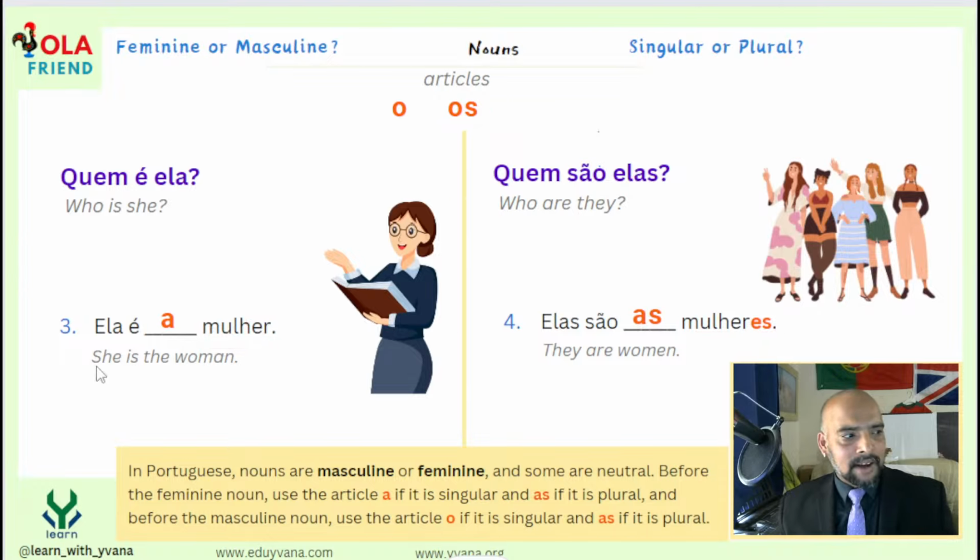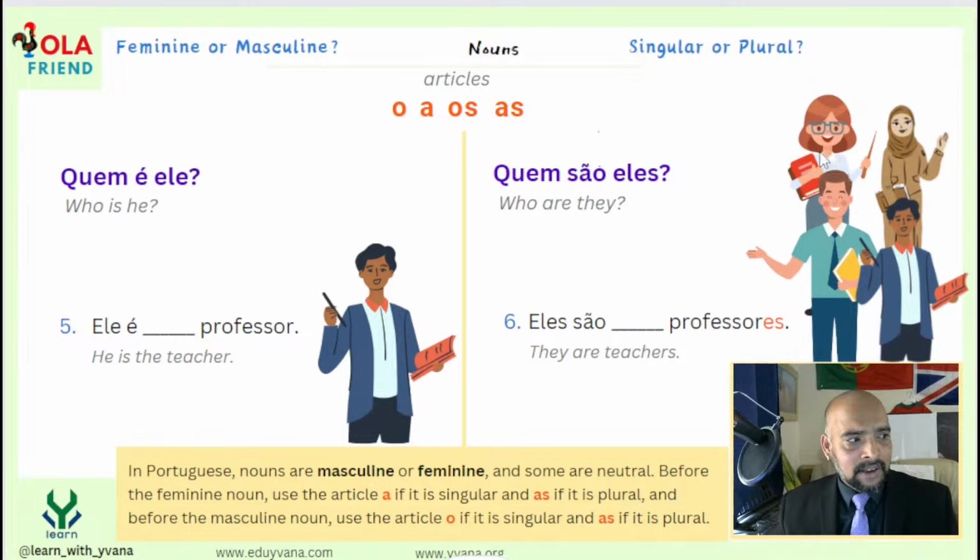We can see here that ela é a mulher, right? She is the woman, right? And here we can see elas são as mulheres. So they are women, right? So here we can say that if it is in the plural form, we use as, and if it is singular, we use a. Okay, this is very important to understand whether the noun is feminine or masculine, and whether it is in the plural form or singular form, and we use articles accordingly. I hope you got this right about the articles, or we'll see some more examples here.